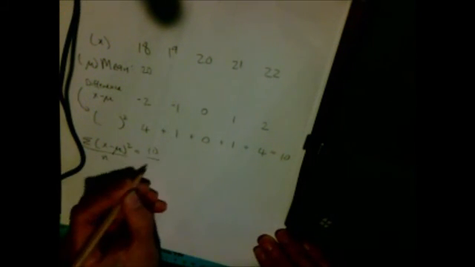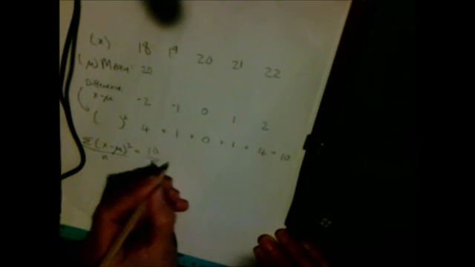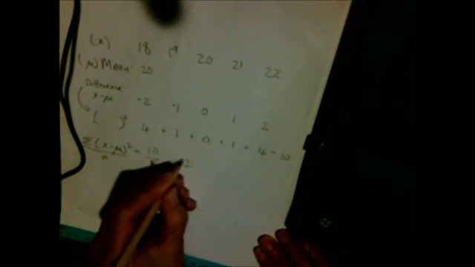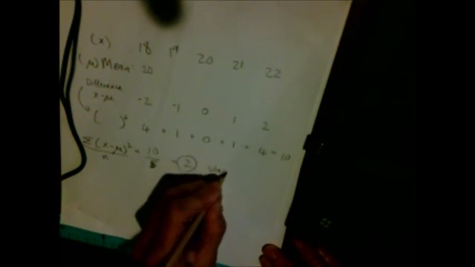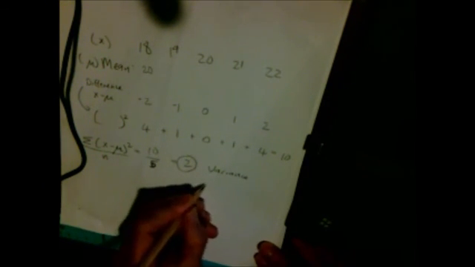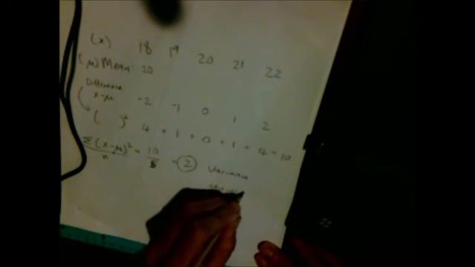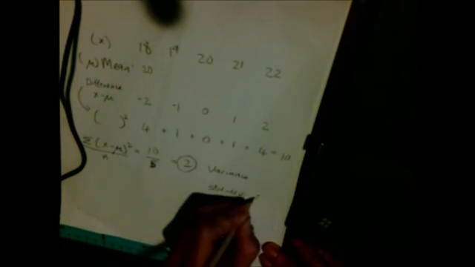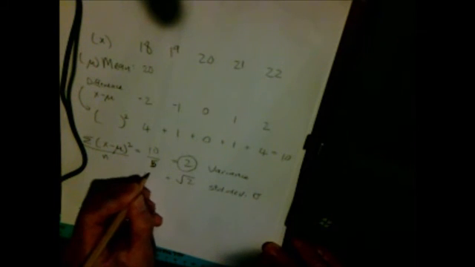I'm going to divide it by n, which is the number of data points. n is 5. So the sum of the squares of the differences divided by n is 2. That's called the variance. And my standard deviation, and we don't like to write such long things, so we use the symbol sigma, is the square root of 2, which is 1.414.